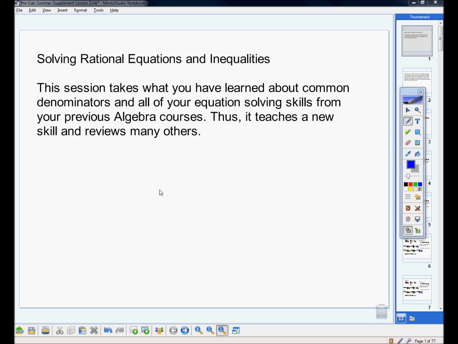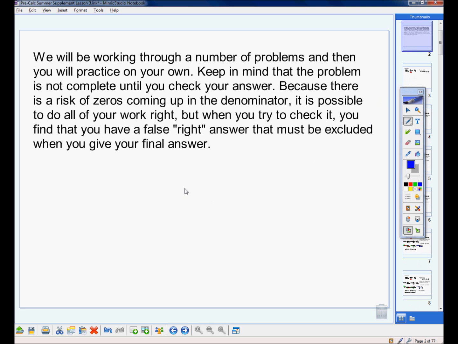This session is important. It takes what you've learned about common denominators in the past two lessons and all of the equation solving skills from your previous algebra courses. So it teaches a new concept, but it's also going to be good for you to review some of the other things that you may need to bring forward into your pre-calc class. We're going to be working through a number of problems, and then you're going to practice on your own.